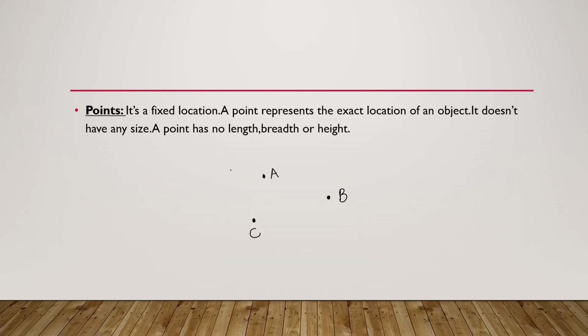What are points? A point is a fixed location and it represents the exact location of an object. It doesn't have any size; a point has no length, breadth or height. In this picture it is showing the point A. This picture represents point A, point B and point C. It's a fixed location of anything.